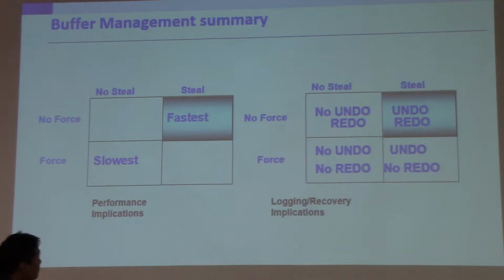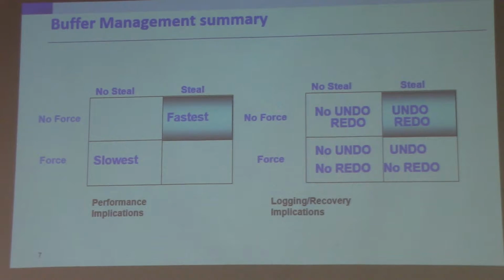Let me refresh your memory. If you allow steal and no force, that's the fastest, but then you have to worry about undo and redo. Why? If you allow steal to happen, that means you allow an uncommitted update to overwrite a page in the buffer. That means there's a potential chance that the uncommitted transaction may abort, so you have to undo the change you have made to the buffer. That's what steal says, right? No force says, force means what?